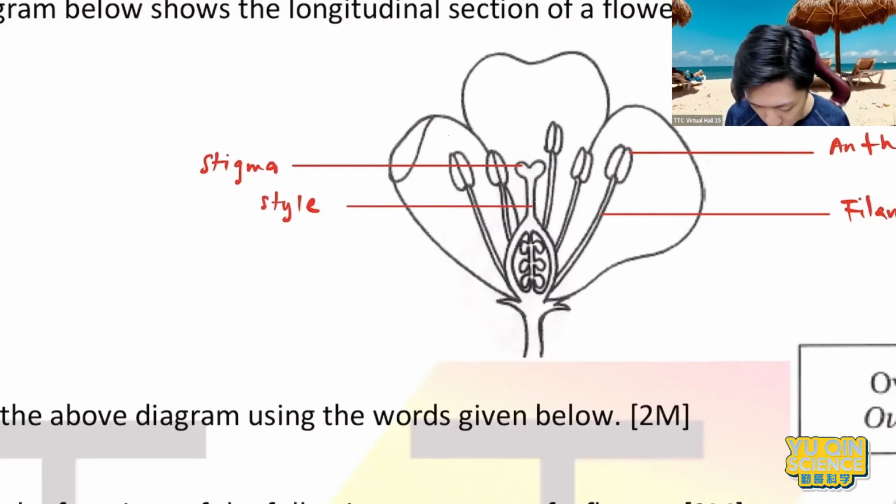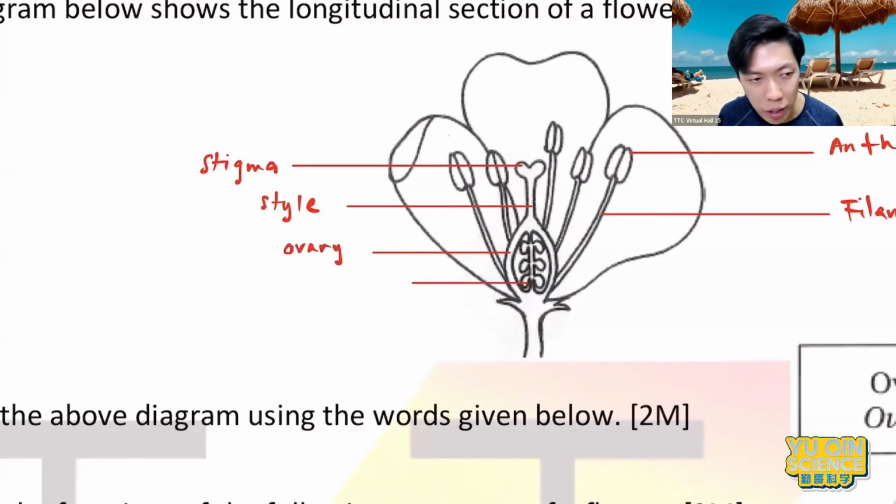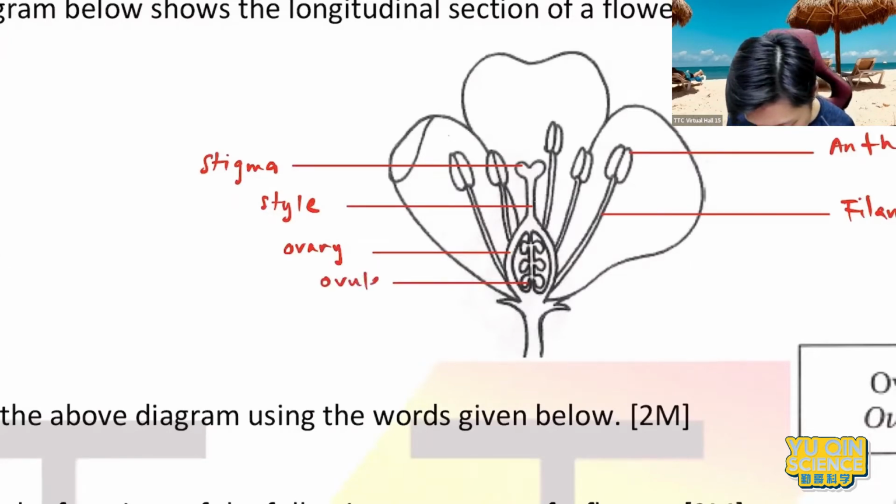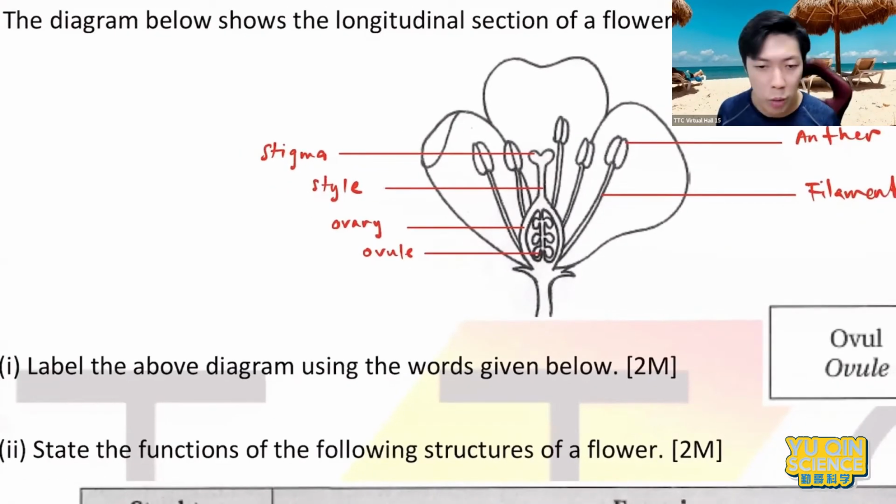Okay, ovary. The whole bottom part here, it's called the ovary. Ovary. And then the 6-pack inside the flower, looks like 6-pack, right? That is ovule. Okay, that's the female part.